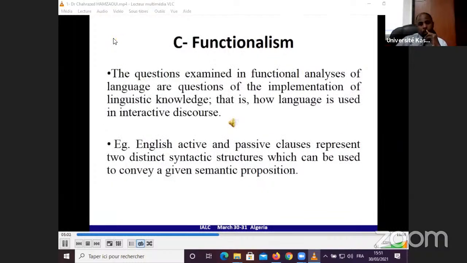Still another important linguistic theory that is going to be tackled here and accepted by language teaching is functionalism. The questions examining textual analysis of language are questions of the implementation of linguistic knowledge. That is to say, how language is used in interactive discourse. For example, English active and passive clauses represent two different syntactic structures which can be used to convey a given semantic proposition. As a descriptive interval, textual approaches examine the conditions in real time selection of one or the other alternative. Those conditions, in fact, are part of the target content in the target language for foreign language learning.